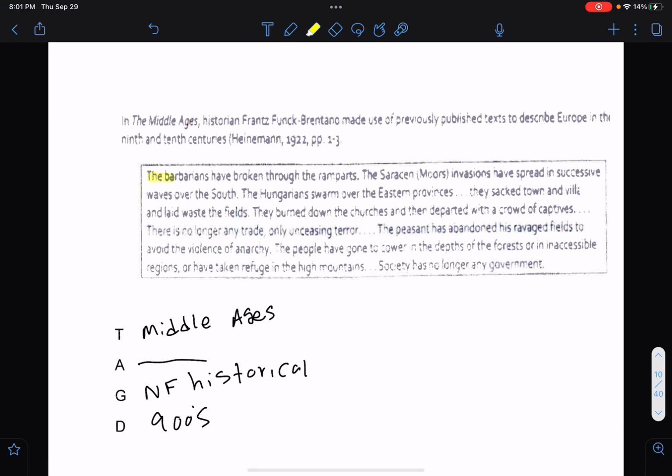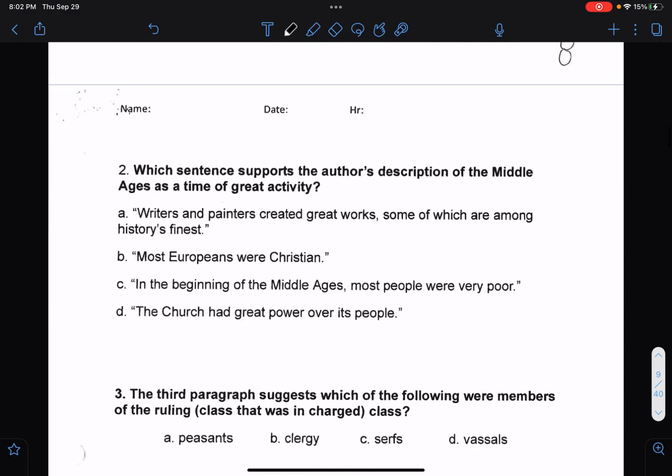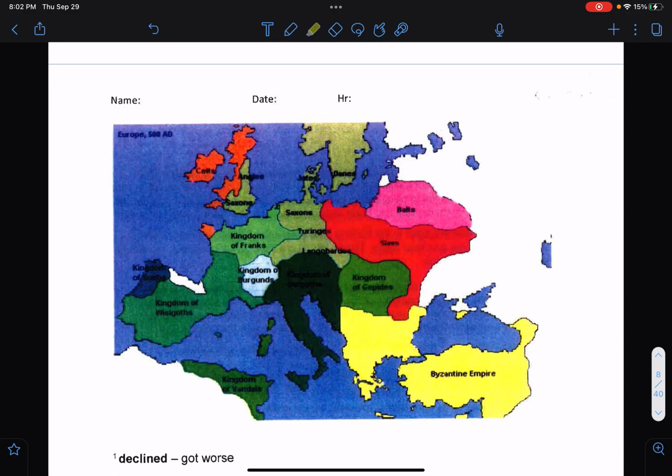He said the barbarians have broken through the ramparts. Now, if you remember, with the fall of Rome, the Romans called outsiders barbarians. This is the 900s, right? By now, those barbarians that attacked Rome have created their own empires, and now they are calling other people barbarians. I want you to understand that this is not talking about the fall of Rome. This is about 400 years after the fall of Rome. The barbarians that attacked Rome and split it into these kingdoms are now being attacked by so-called barbarians too.